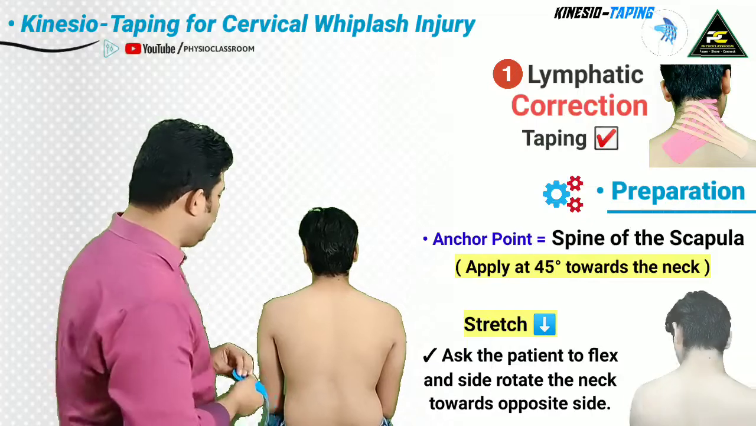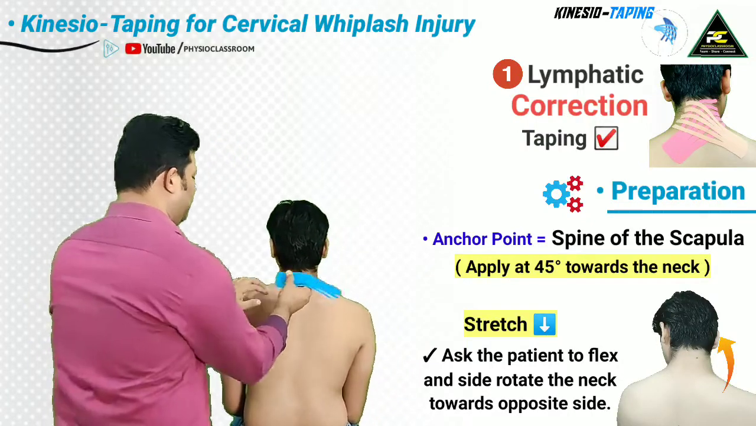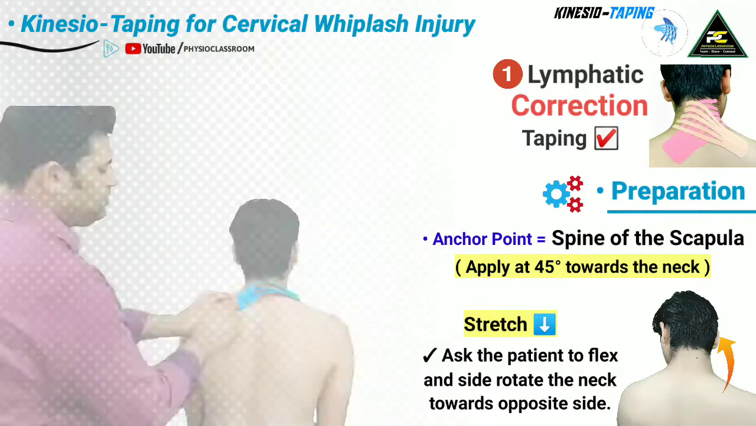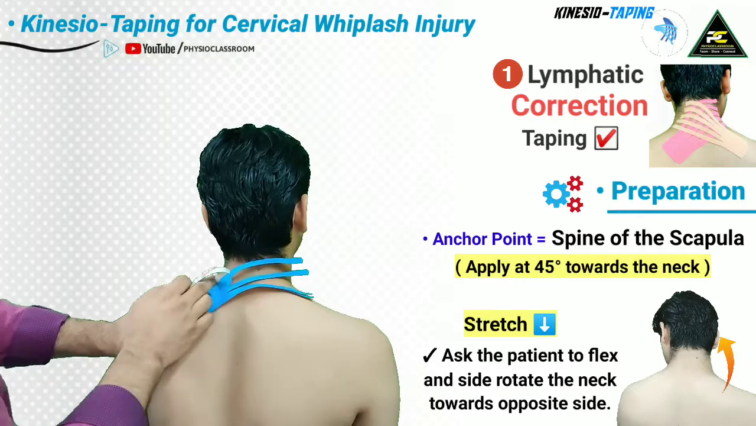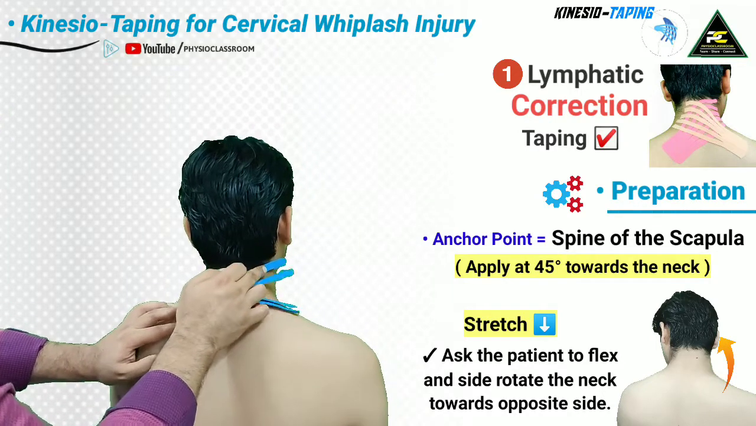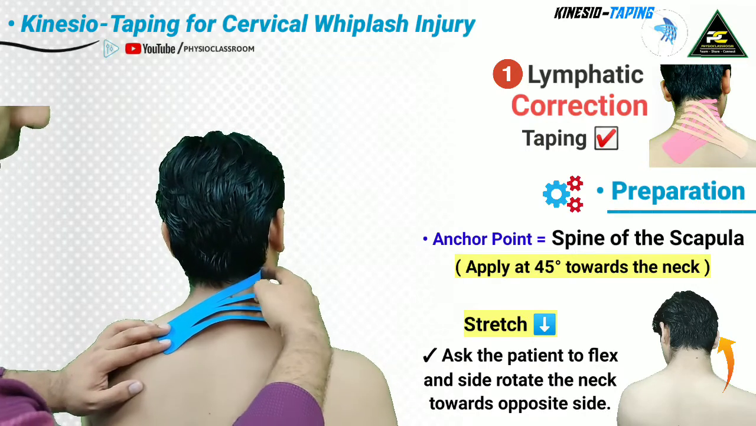So the taping is going to be applied from the superior angle of the scapula, and then after anchoring the base of the tape here, we are going to apply these strips which are going to go across 45 degrees to the area that we are going to tape and to the other side of the neck.